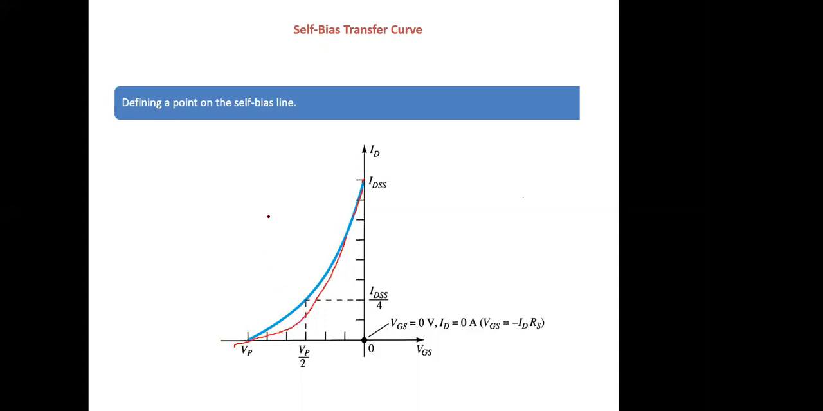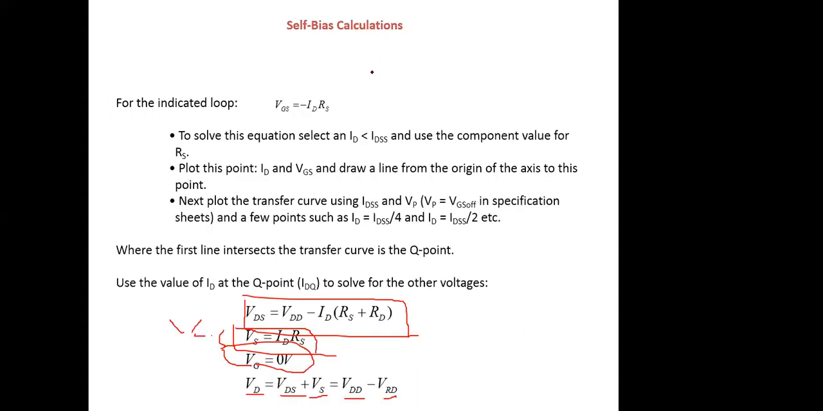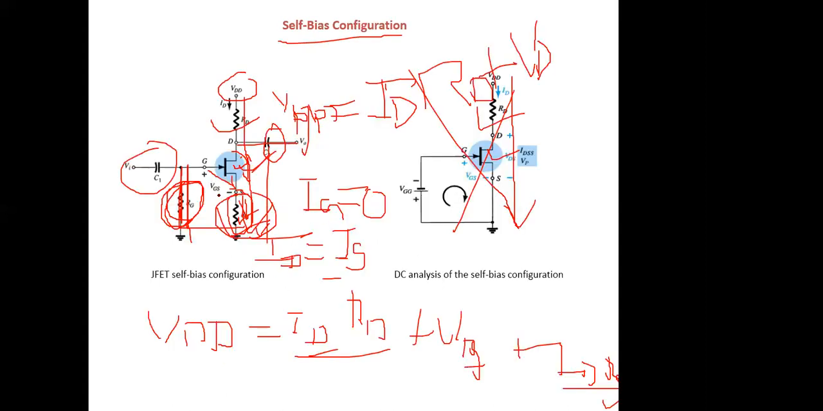Now, how to find the Q point in this? There is one equation which is VGS is equal to minus ID into RS. In this circuit, this equation is important. We see this is grounded. So you have only two drops in the input side, VGS and ID into RS, but both are having different polarity. So we will write VGS is equal to minus ID into RS. Now what is the relation of VGS and ID? That is important. So we have to plot this relation. It will depend on the resistor RS.